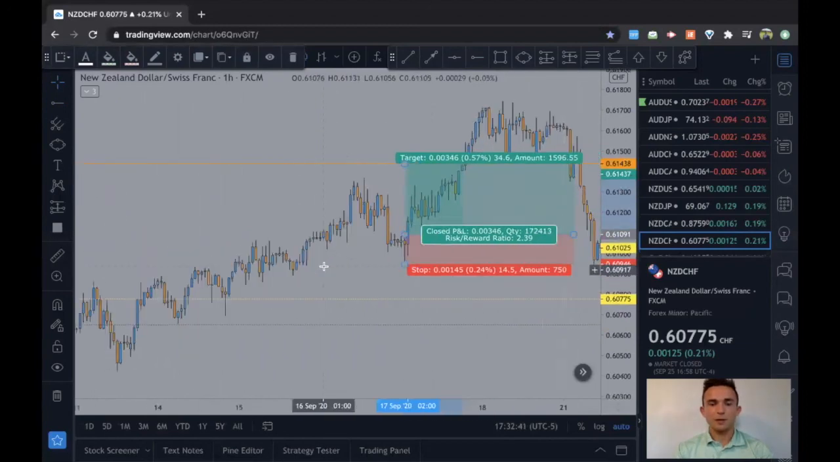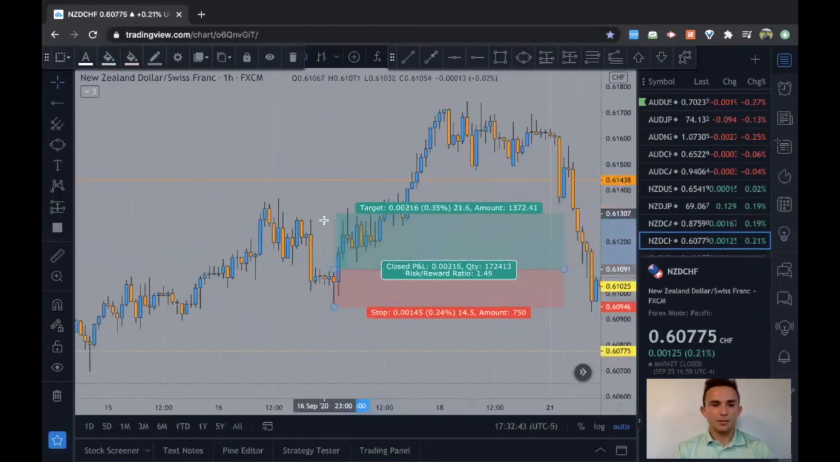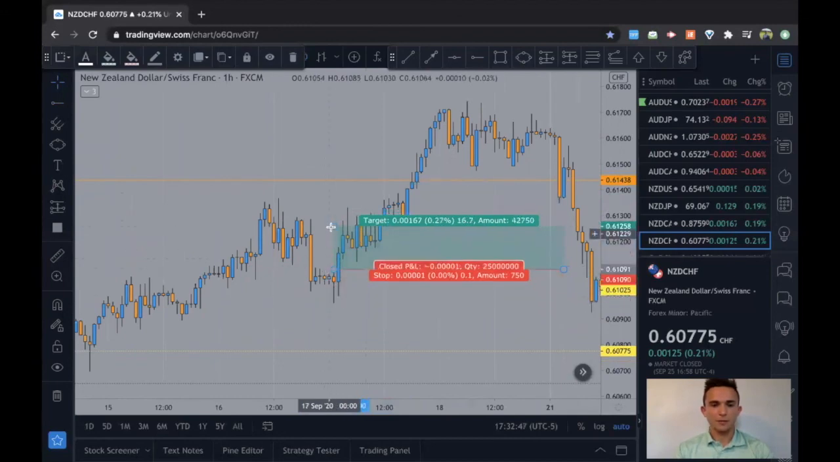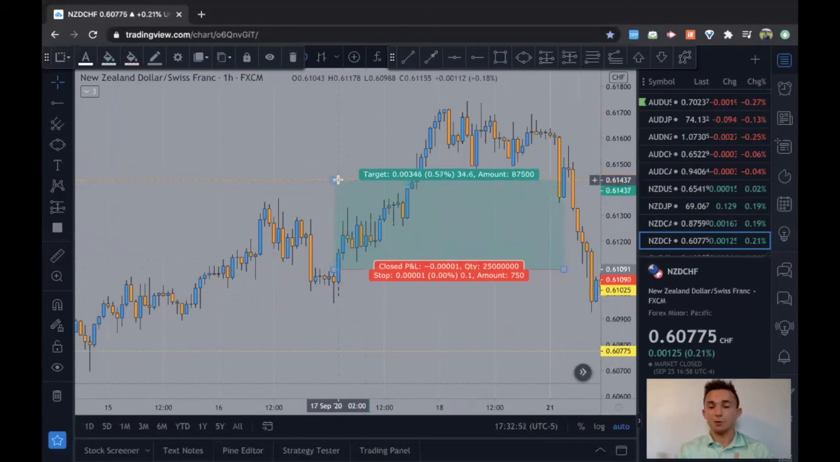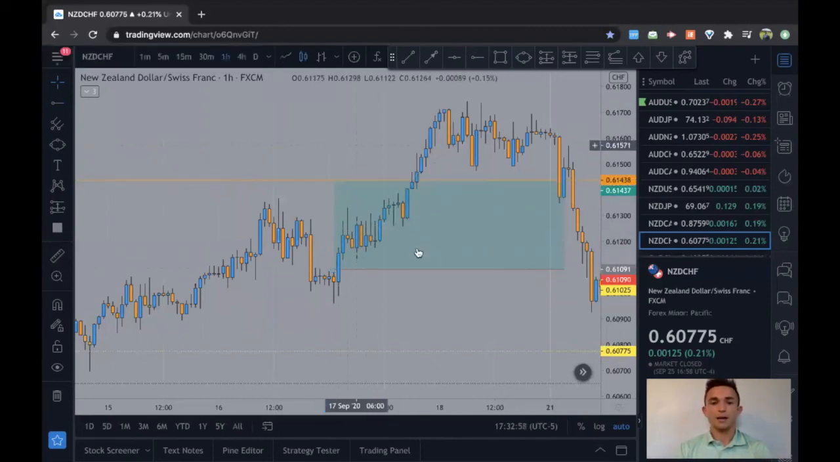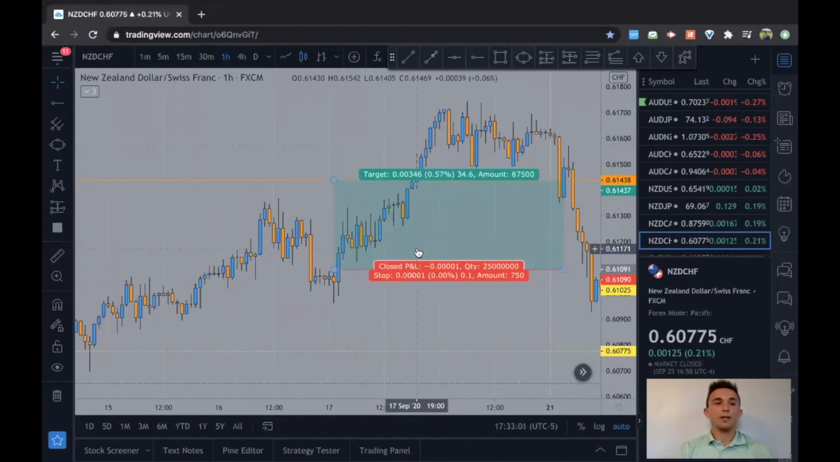When I hit my first take profit, I'm going to move my stop loss to break even. So now I know this trade is running in profit no matter what. If it comes back down, I still broke even on the second half of my trade and profited on the first part. You can see we caught up to 34 pips on this TP2 here. And that was just one example.